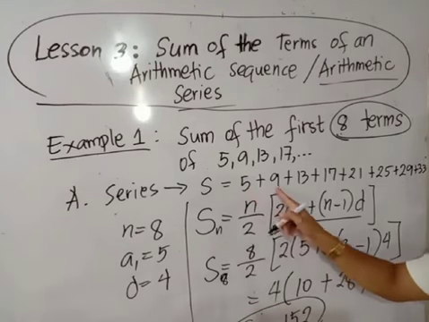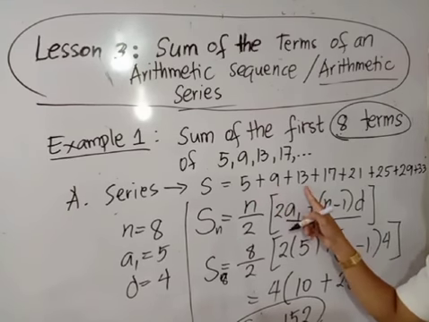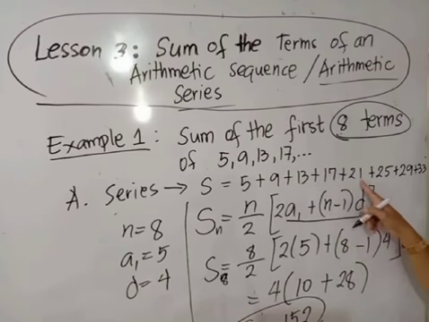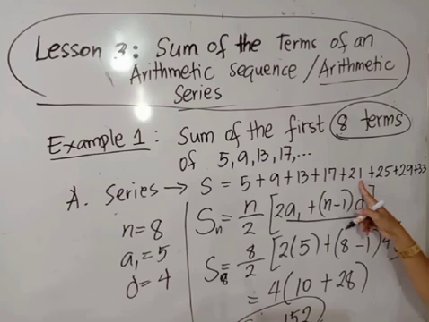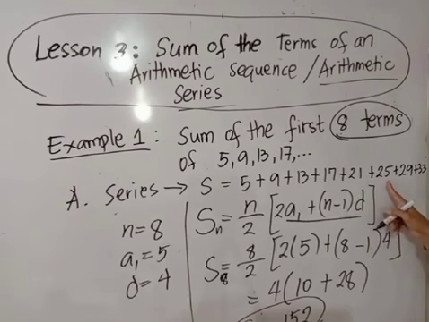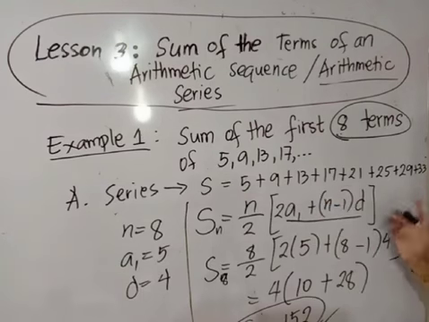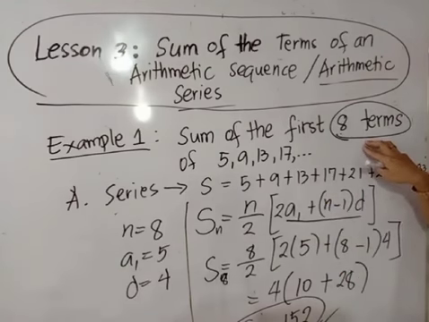So 5 plus 9 is 14, plus 13 is 27, plus 17 is 44, plus 21 is 65, plus 25 is 90, plus 29 is 119, plus 33 is 152. So our answer is correct. We have checked it manually. It's easy to check because there are only 8 terms in this series.